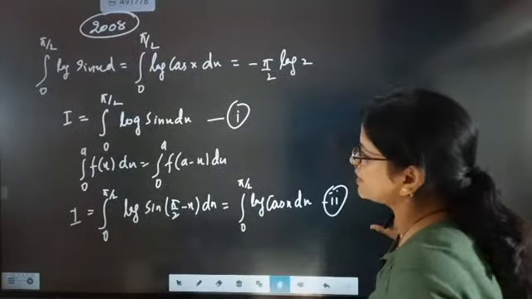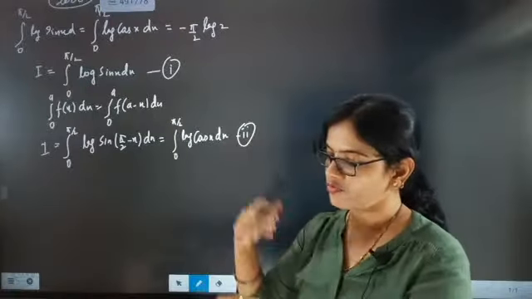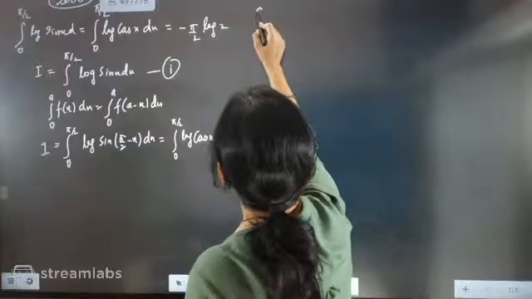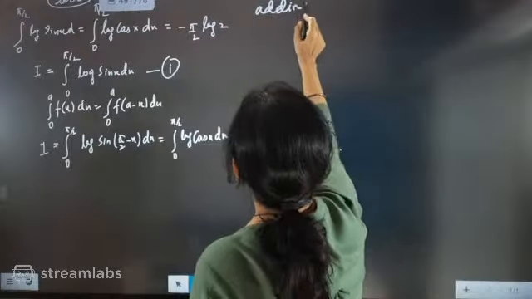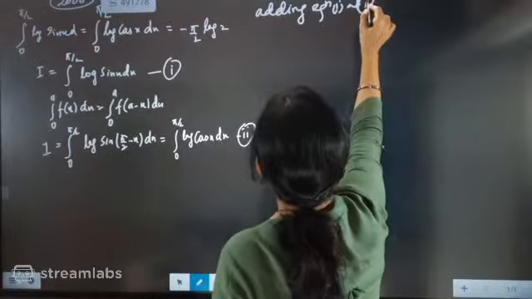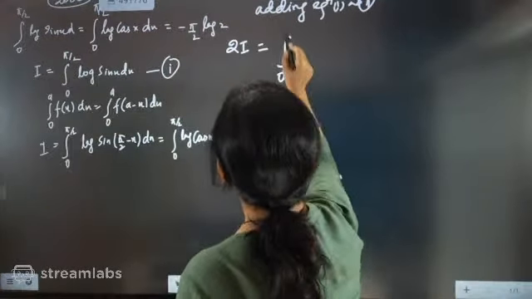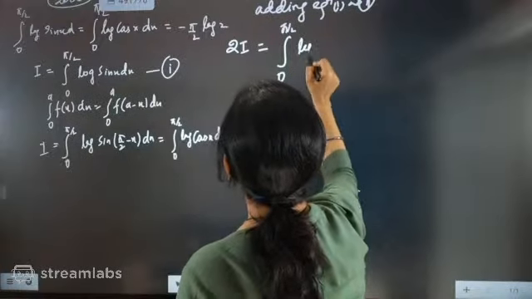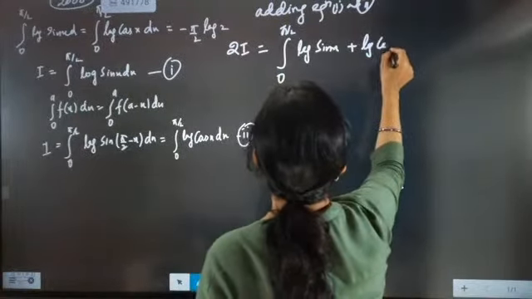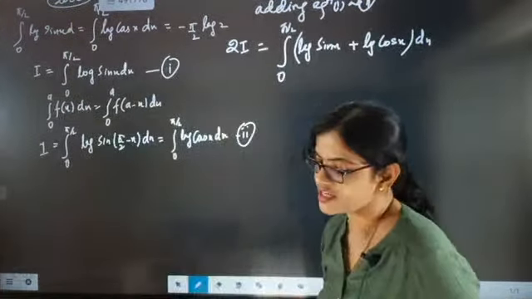If we add them, either you go for this or you go for the sine cos answer, it will get converted into sine. So now adding equation 1 and equation 2, the moment you add them, this part will become 2I is equal to the integral from 0 to pi by 2 of log of sin x plus log of cos x dx.